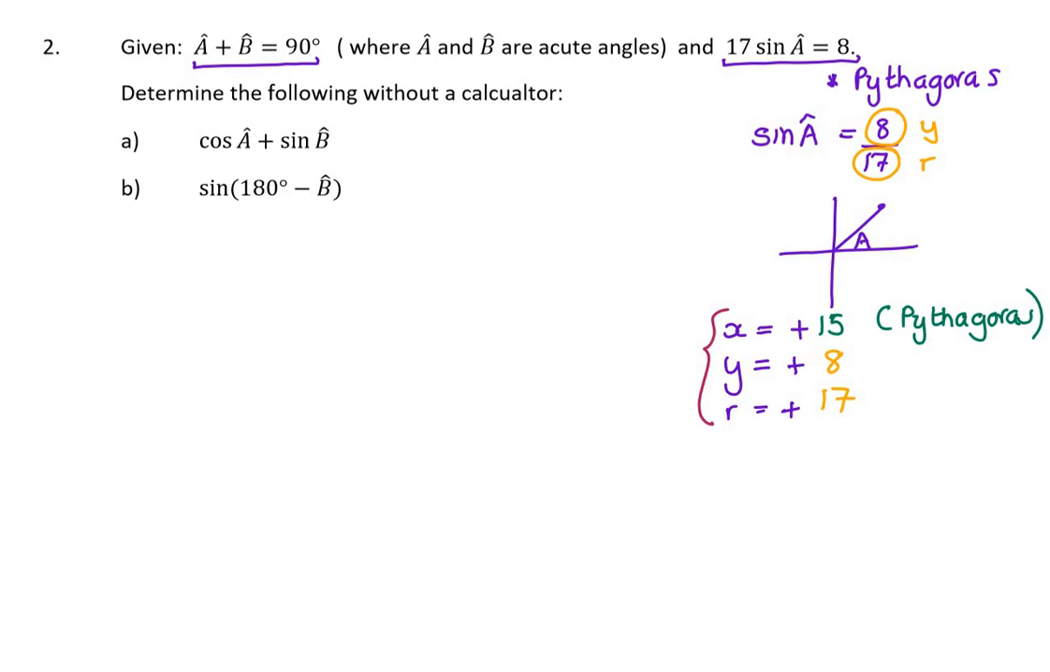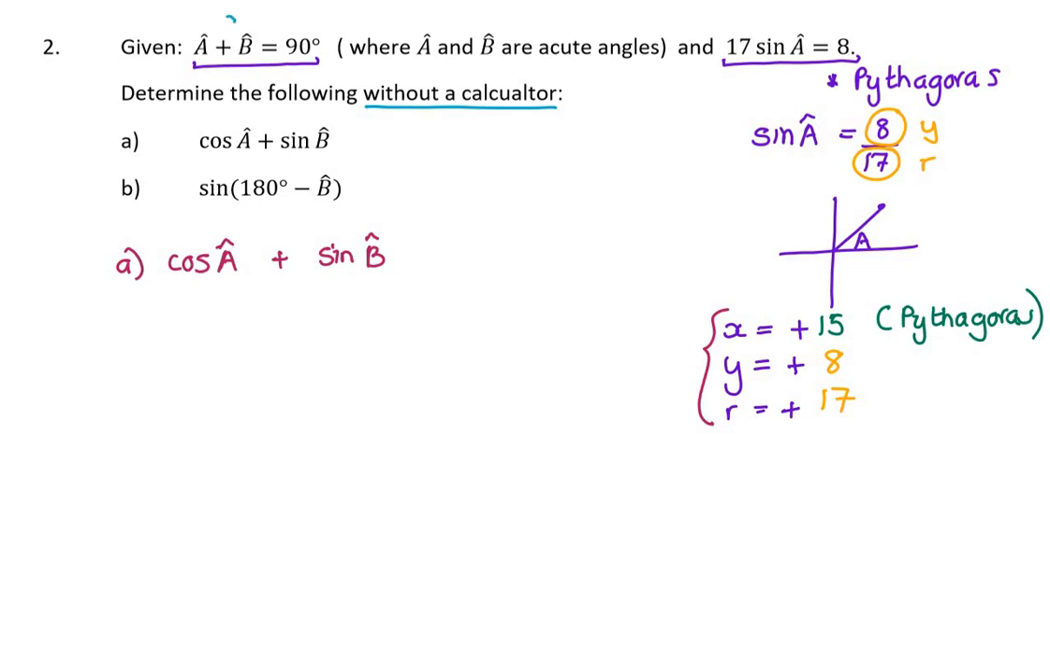So if I look at the first question, it says cos of A. Now that's not a problem. Cos by definition is x over r, so I can immediately tell you what that is. But it says plus sine of angle B. Now the only problem is I don't know what angle B is. I'm not allowed to use a calculator, so I can't find angle A and then figure out angle B, and I don't have x, y, or r.